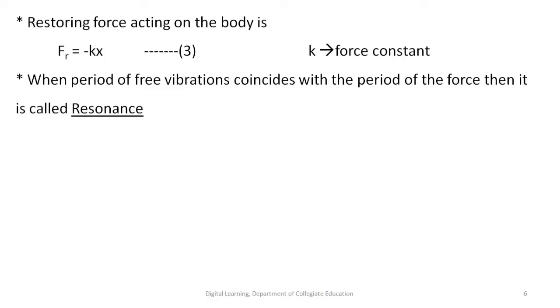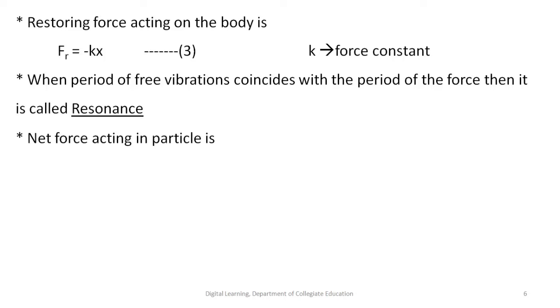When the period of free vibrations coincides with the period of force, it is called resonance, or when the frequency of vibration coincides with the frequency of the force applied, then that is called resonance. In terms of period, we can say when the period of vibration coincides with the period of force, then such a condition is called the resonance condition.